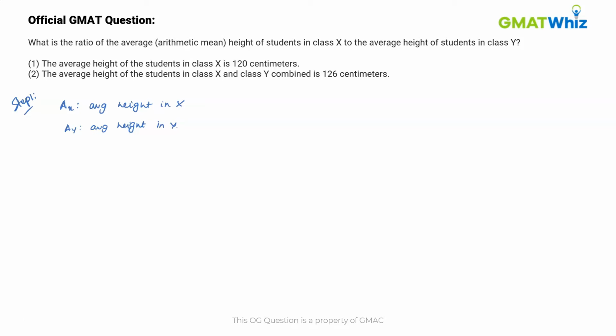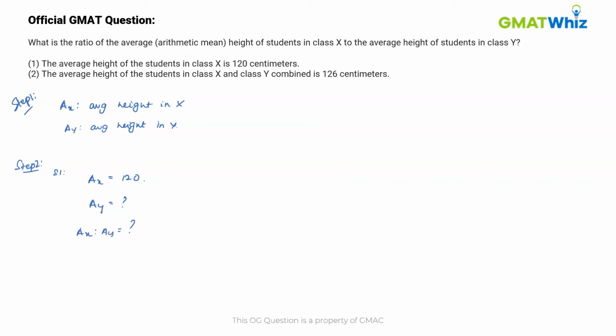Now, since this is all the information that is given in the question, let's move on to step 2 and analyze statement 1. Statement 1 tells us that the average height of the students in class X is 120 cm. This means that AX is equal to 120. But we need to know the value of AY to be able to find the ratio of AX to AY.